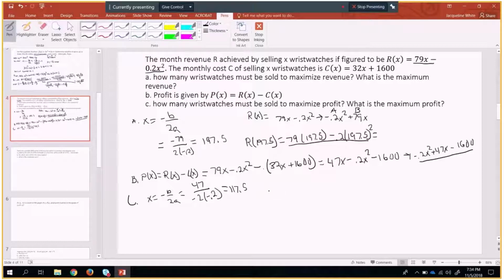So if we do that, we're going to have P of 117.5 is equal to negative 0.2 times 117.5 squared plus 47 times 117.5 minus 1600, right? And ultimately, this will give you an answer, but once again, I'll leave you to that calculation yourself, because you guys have calculators on your test, and it shouldn't be too bad of a problem to do after the concept, right?